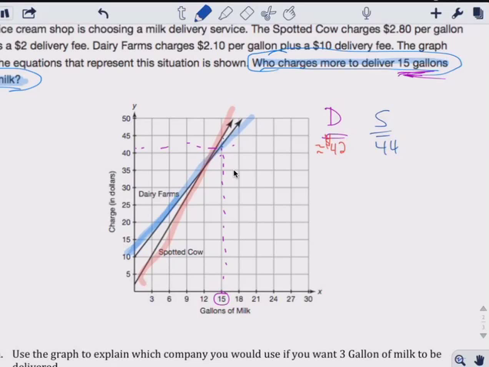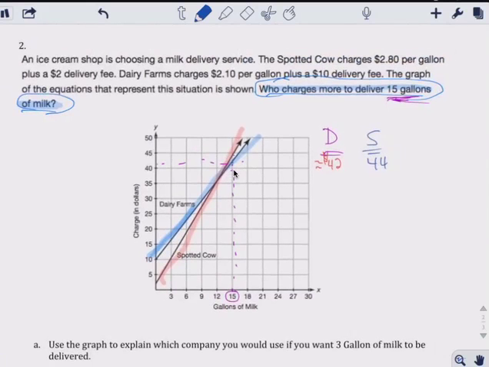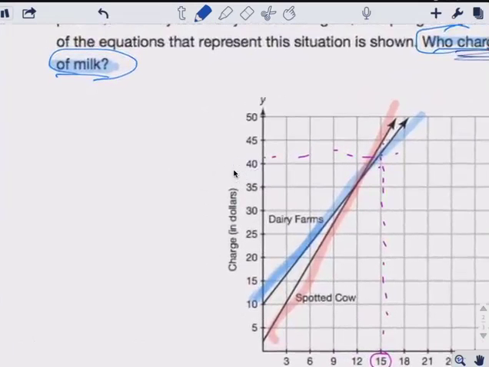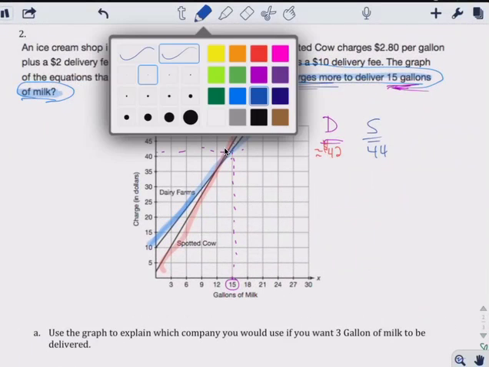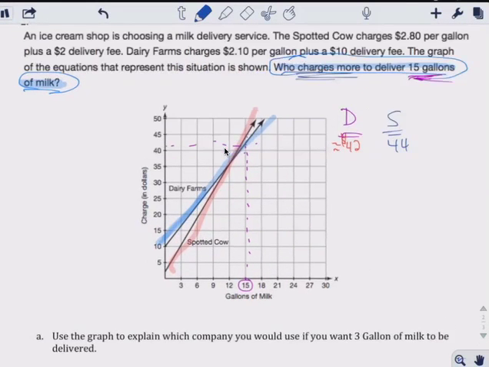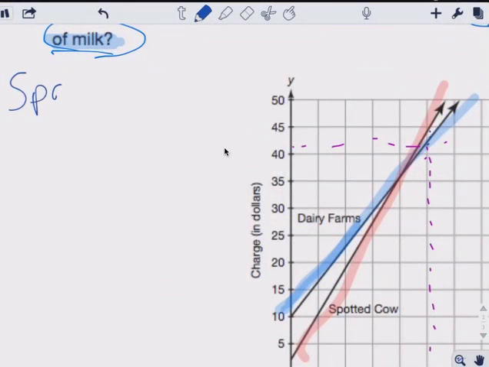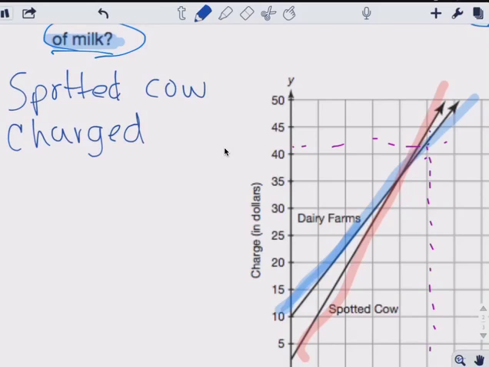Okay, now, see how I didn't say which company, all they're asking is who would charge more? Who would charge more? Spotted Cow. Do you understand why? Because they're cows. Okay, so you would write here, write this down: Spotted Cow charge about 44.